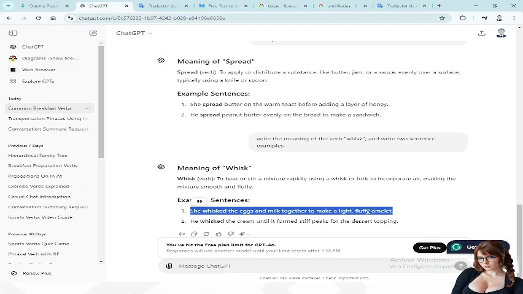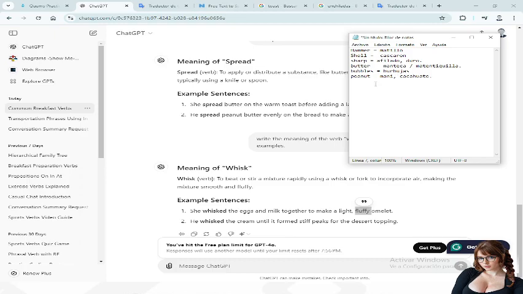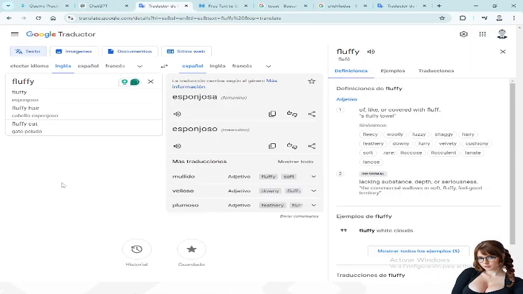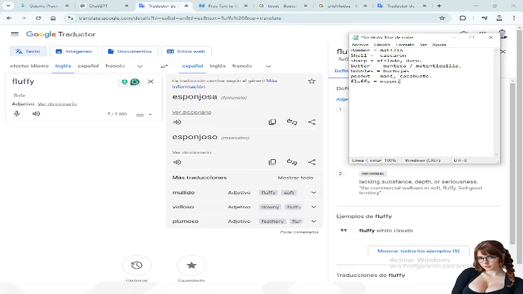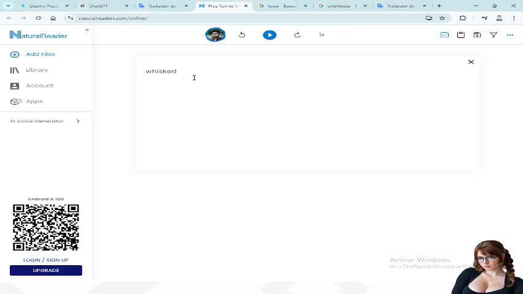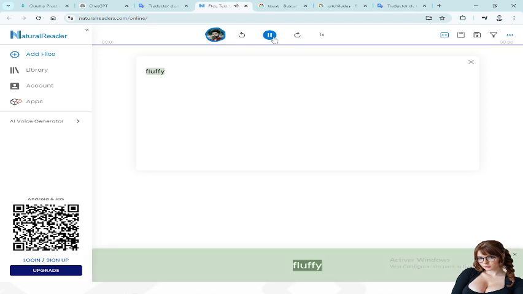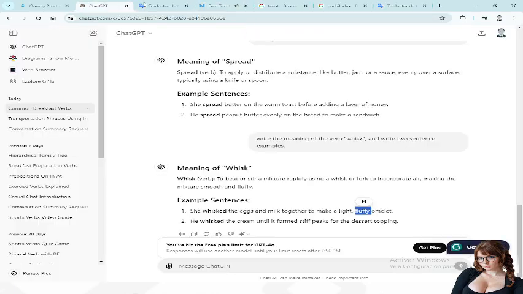Okay, we will copy the word fluffy. Fluffy. And right now, you need to understand with a different tone of voice. Fluffy. Okay, fluffy. Okay, the word that I am learning is whisk.